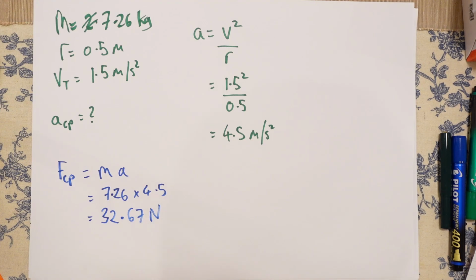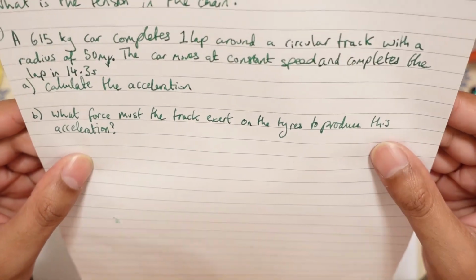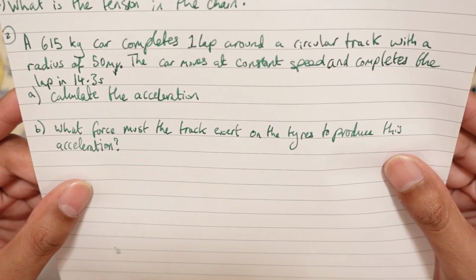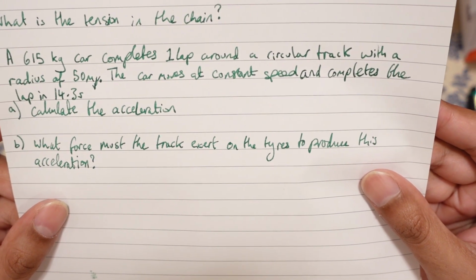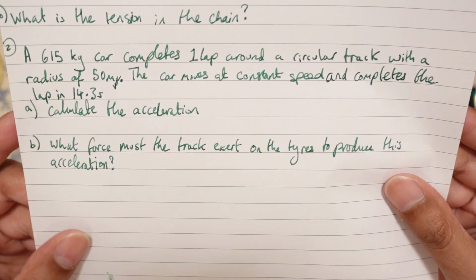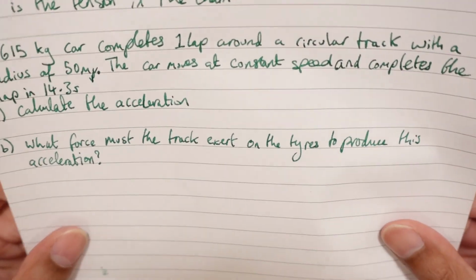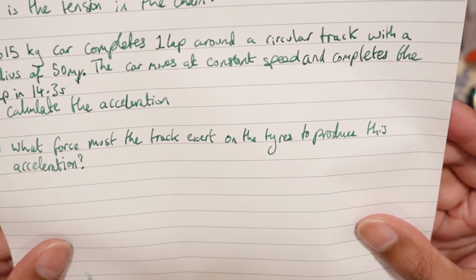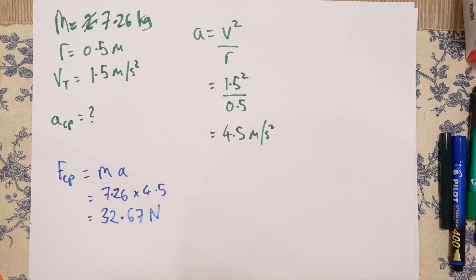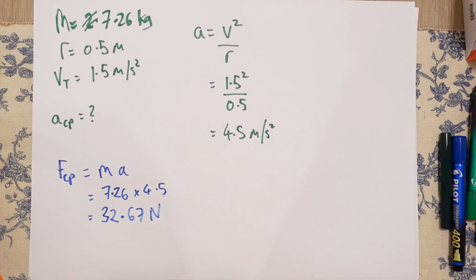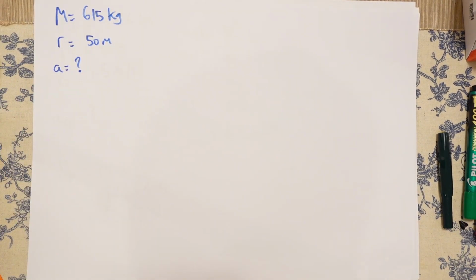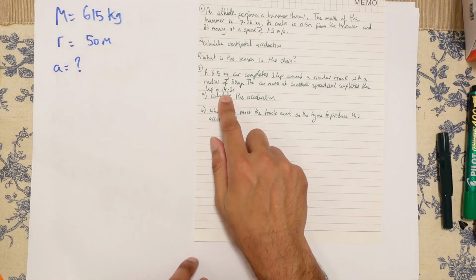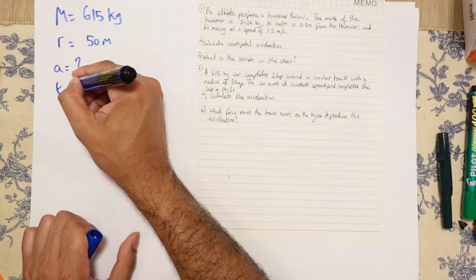Okay, let's have a look at our second question. A 615 kg car completes one lap around a circular track with a radius of 50 meters. The car moves at a constant speed and completes the lap in 14.3 seconds. Calculate the acceleration and what force must the track exert on the tires to produce this acceleration. Great. Now, that one's a little bit more complex than this, and you'll see why. First of all, we've got the mass, we've got the radius. Don't know the acceleration. We actually also have the time. If I put this here, the time is 14.3 seconds, so let's put t over here.